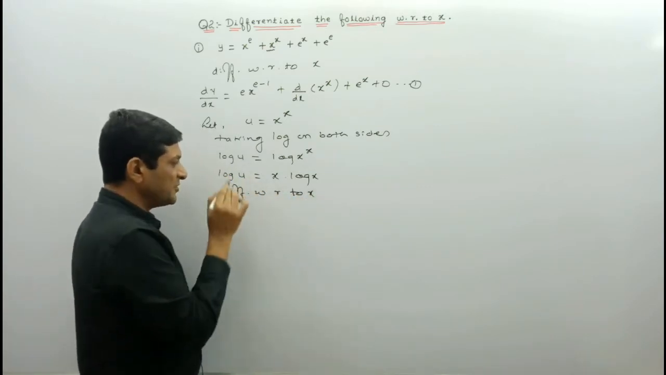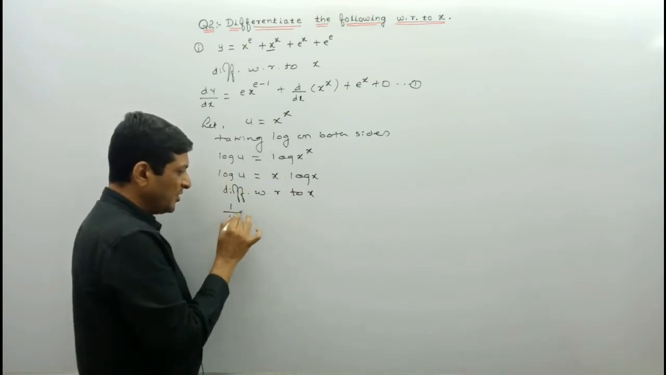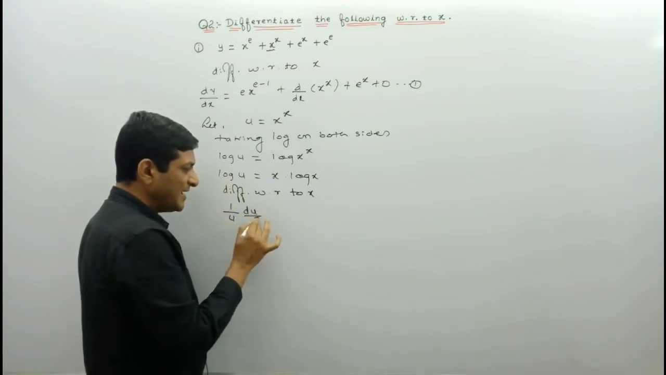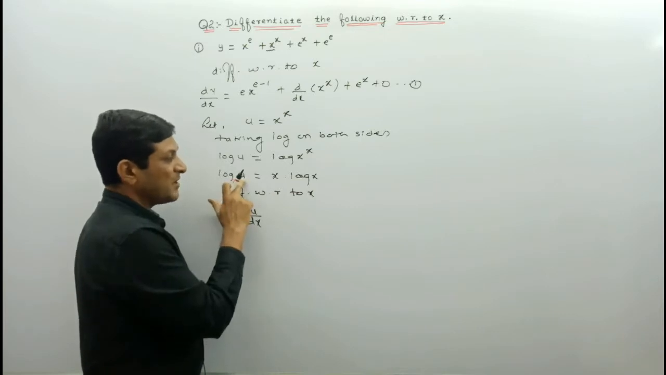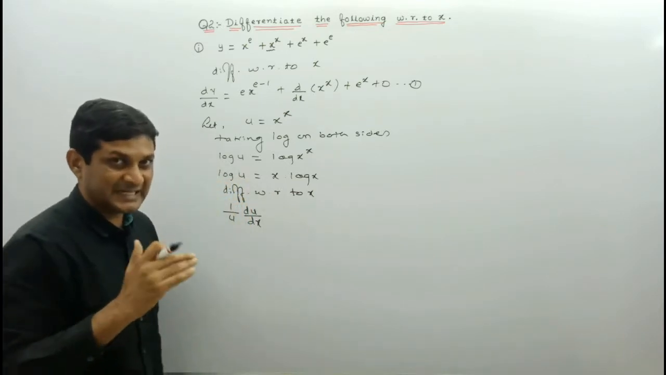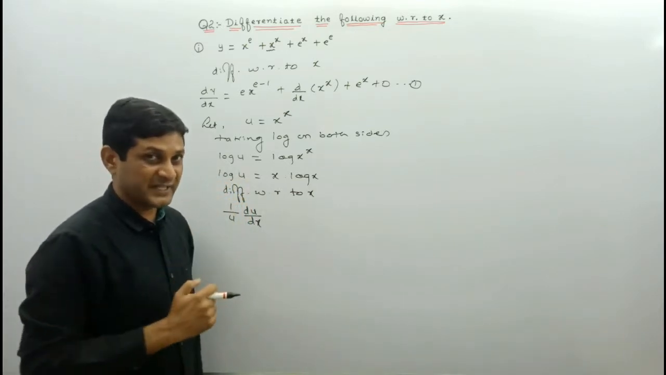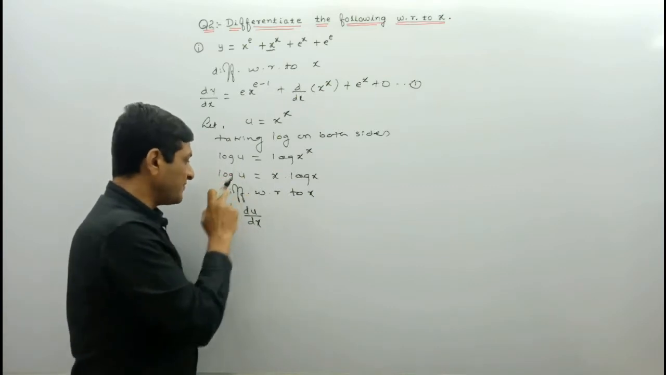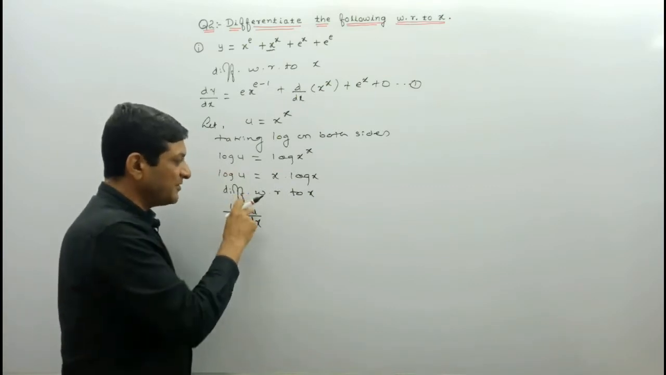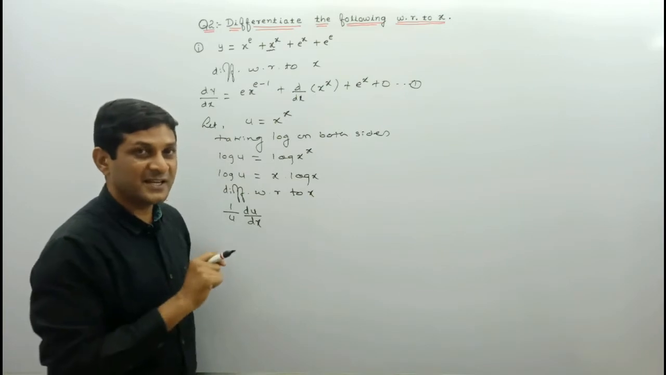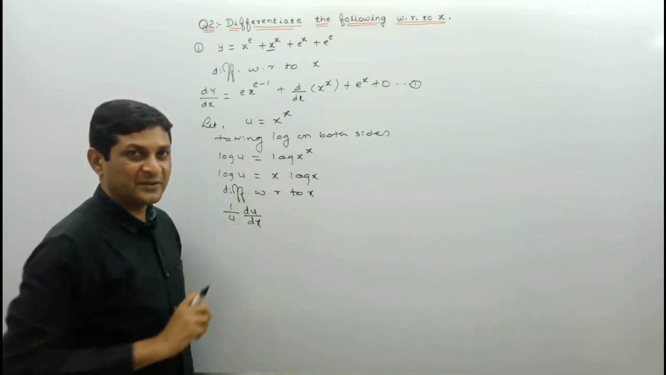What is the derivative of log u? It will be 1 upon u into du by dx, because instead of x, if another term appears, at that time we will consider it as f of x. So the derivative of log f of x is 1 upon f of x into the derivative of f of x. But what is f of x here? u. So 1 upon u into the derivative of u.